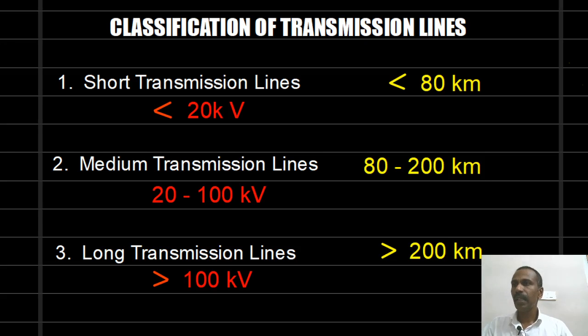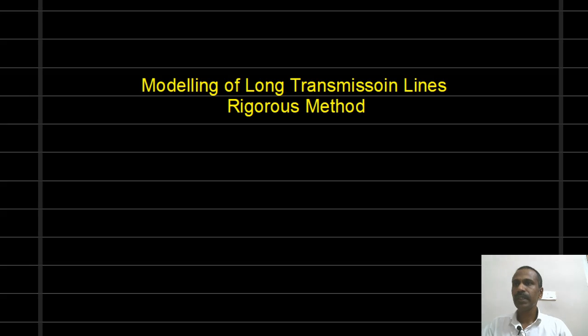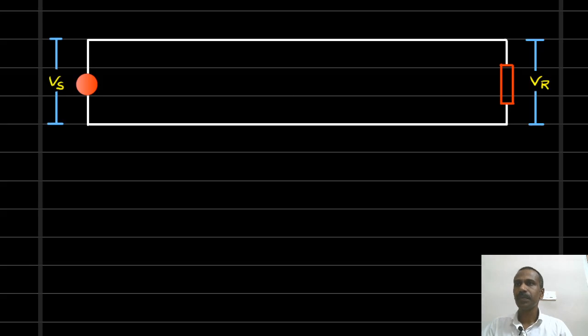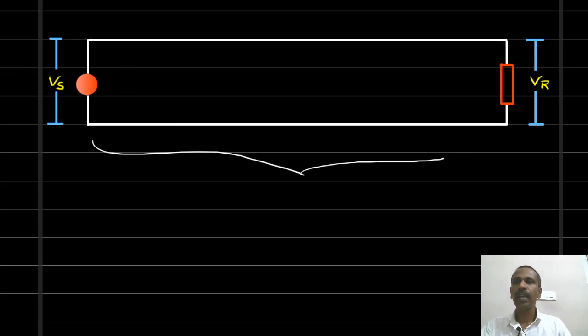Based on the length and operating voltage, we can classify the transmission lines into short, medium and long lines. In this class, we are going to study the modeling of long transmission lines using the rigorous method. Suppose this is the transmission line we are having. This is our receiving end side and this is our sending end side. Suppose the total length of the line is L meter.